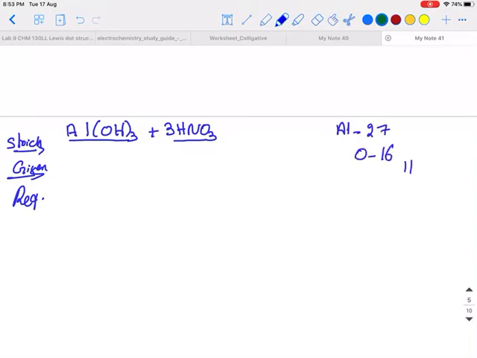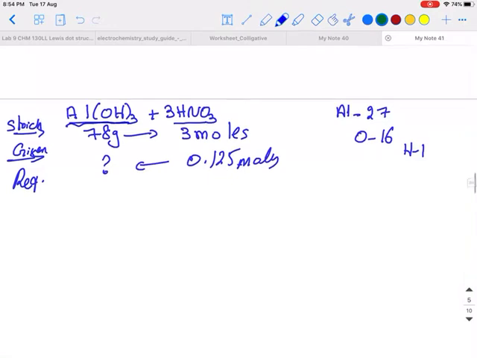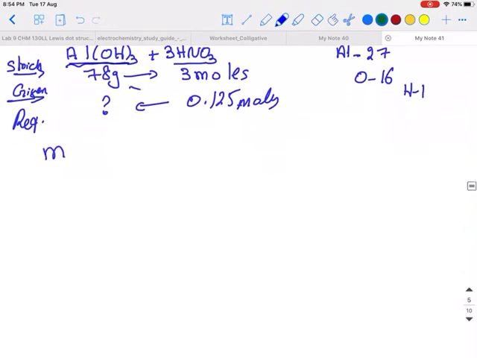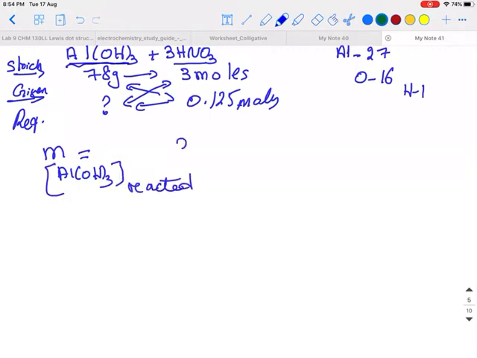Okay, from the periodic table, atomic mass of aluminium 27, oxygen 16, hydrogen 1. So the molar mass of aluminium hydroxide is 78 multiplied by 1, which is 78 grams. This corresponds to 3 moles of nitric acid. So the 0.125 moles we calculated should correspond to what mass of aluminium hydroxide? After doing cross multiplication, we get the mass of aluminium hydroxide reacted.